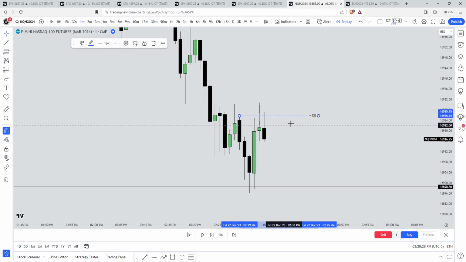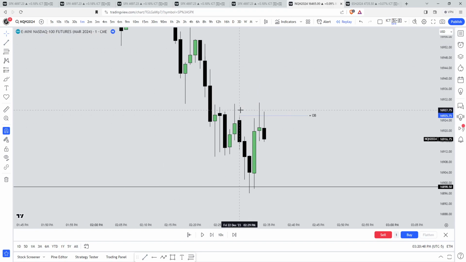Lower time frame changes in the state of delivery can lead to higher time frame changes in the state of delivery. I want to see price close above these 3 consecutive down close candles. See the up close candle right here? That's like the true market structure shift level. I don't care about that.